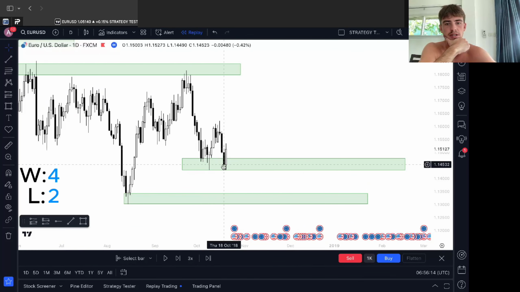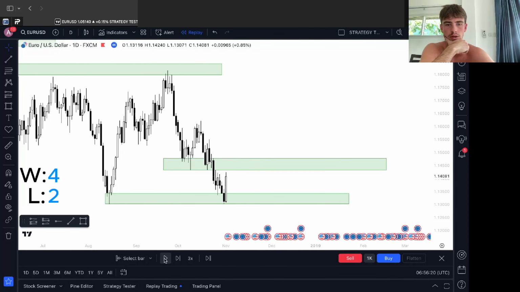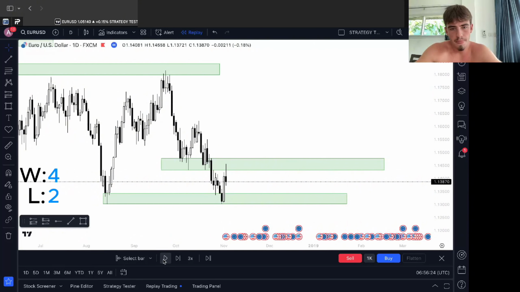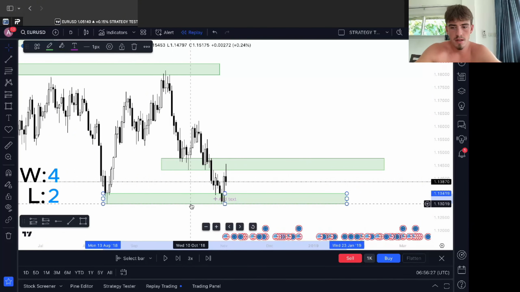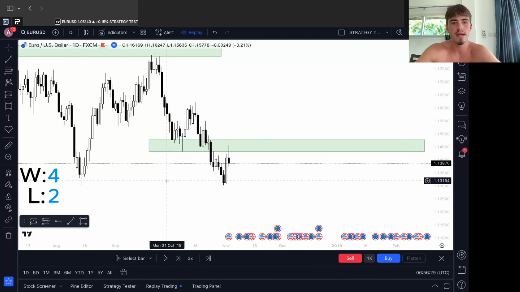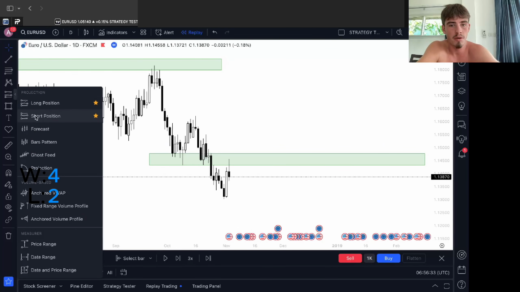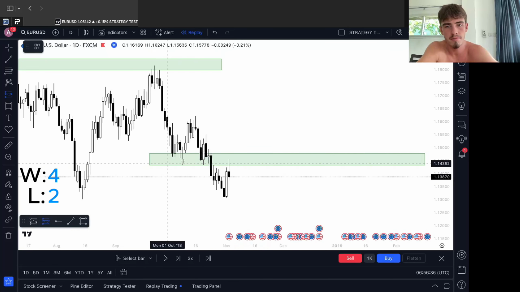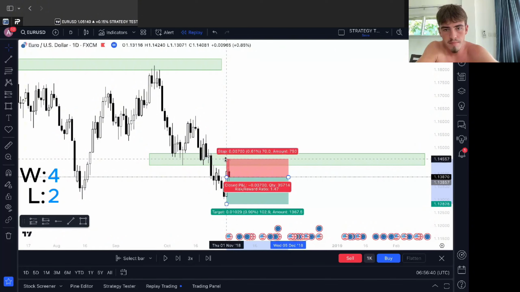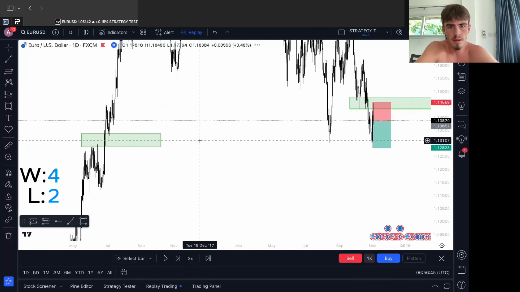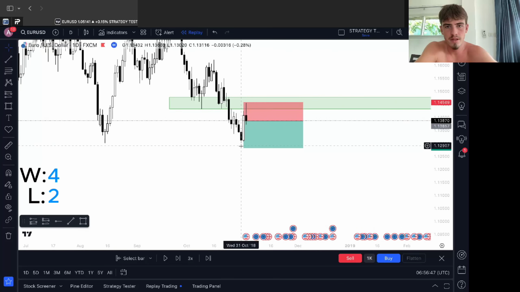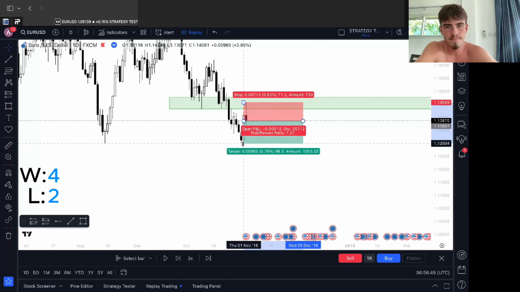Wicks are the same size, body is huge. Not taking that. Can we get a break and retest? Yes. Now this to me looks like a pretty clean setup, but once again, with a 50% win rate, you're still profitable. We are in a downtrend, break and retest. Pretty nice hammer. Let's see what we can get out of this. Not the greatest.